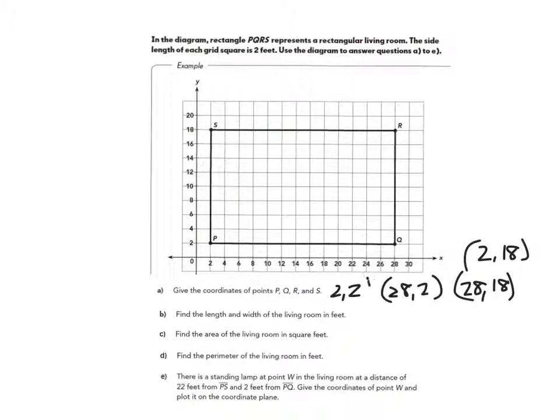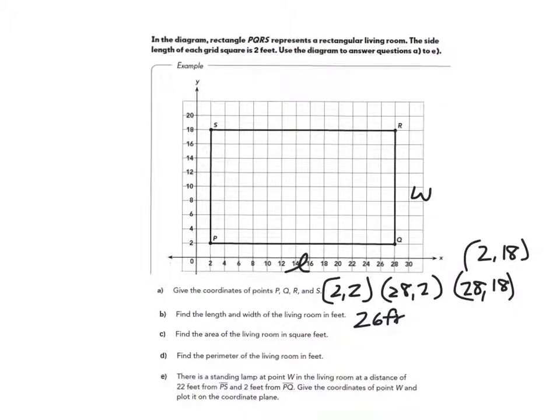Now I might use them to measure, or I might just count. They asked me to find the length and the width of the living room. So I'm going to say that this is our length and this is our width. And they want me to find it. Now I could just count my way: 1, 2, 3, 4, 5, 6, 7, 8, 9, 10, 11, 12, 13, but there are 2 for every one, so I know that this is actually 26 feet as the length.